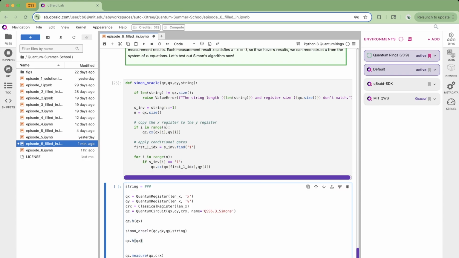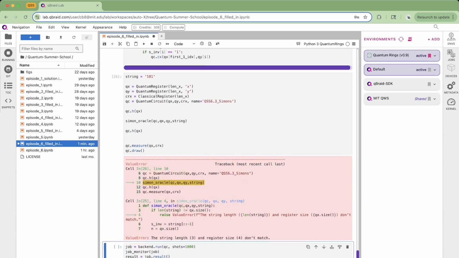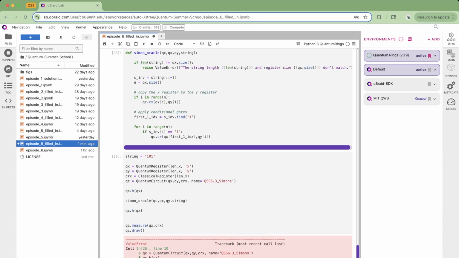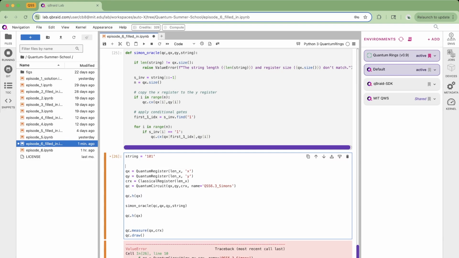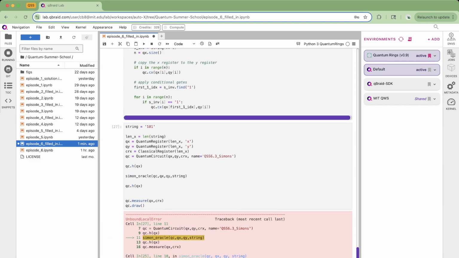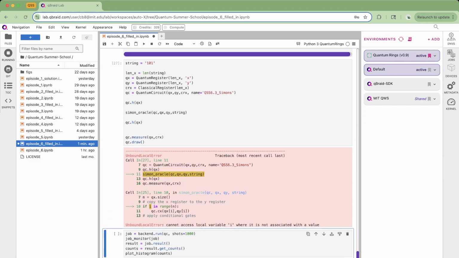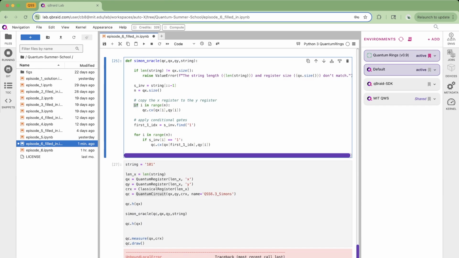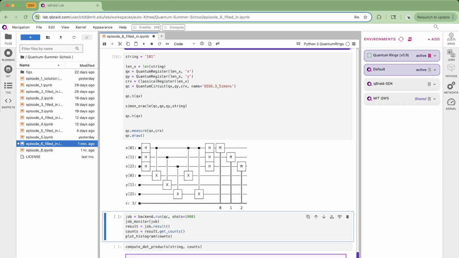And we need to pick our secret string, of course. So let's just have this be 101. Oops, I should include this here too. Oops. It should be a for statement. Okay.